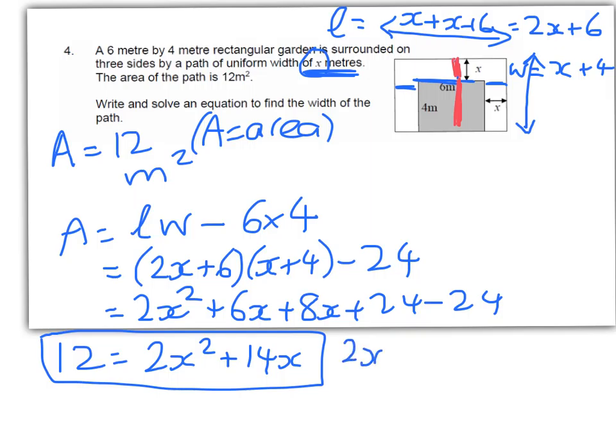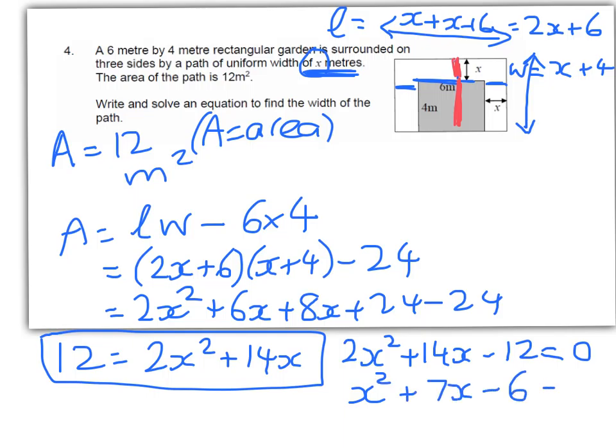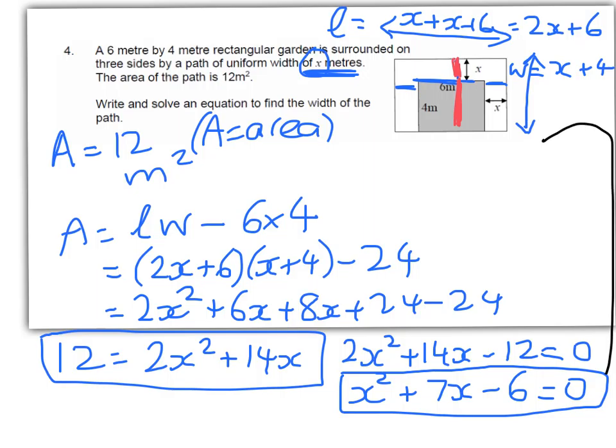I think I've just got room to do it on one slide. 2x squared plus 14x minus 12 equals 0. Let's divide through by our common factor of 2. x squared plus 7x minus 6 is 0. Right, now I've got a very simple quadratic to solve. I'm going to do that up here. x squared plus 7x minus 6 equals 0. I'm looking for two numbers that give me minus 6 here and a plus 7 here.